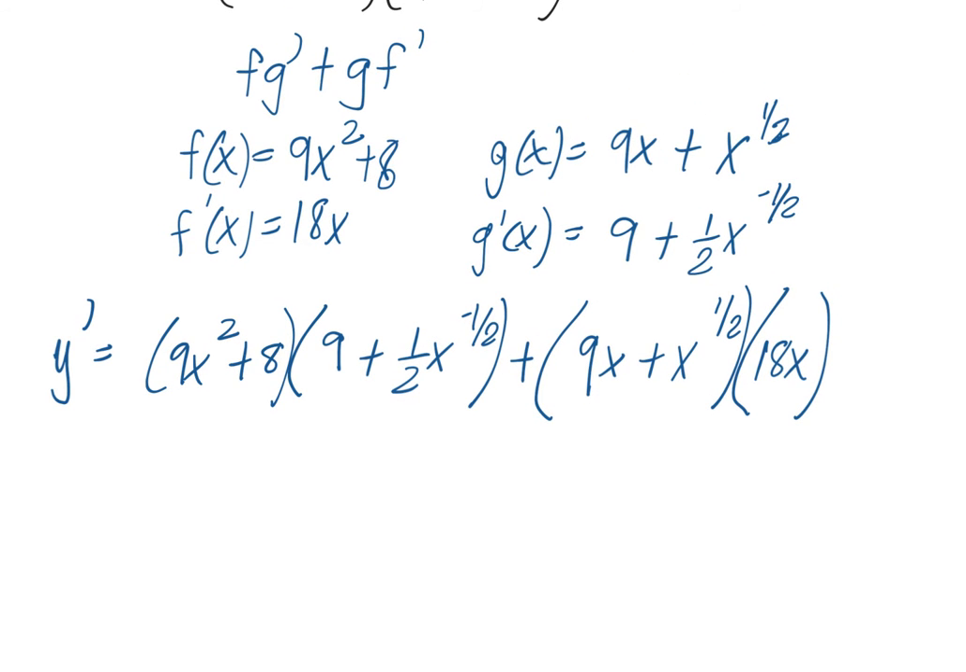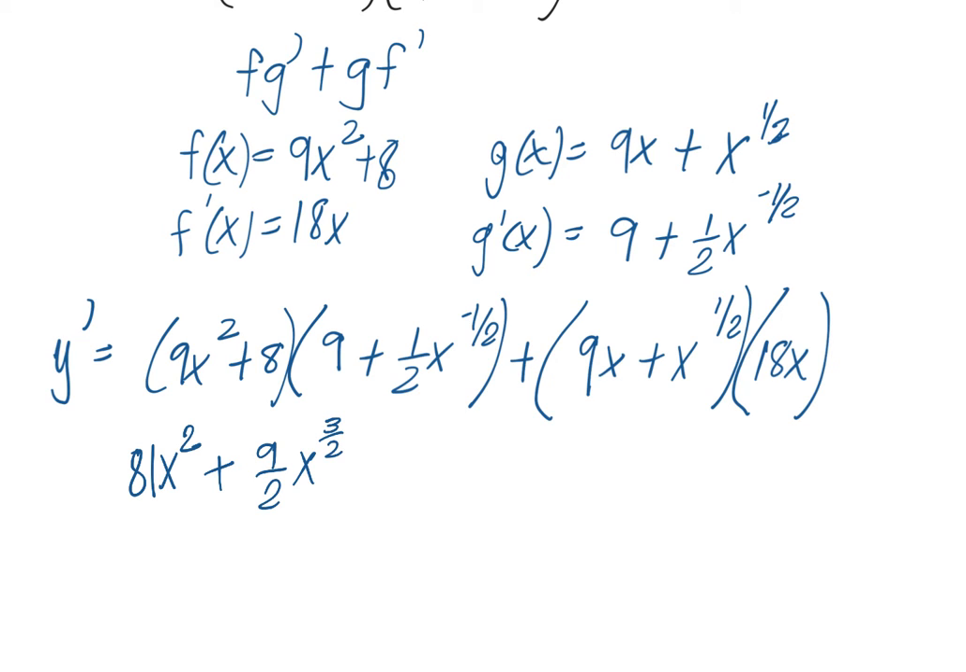So now I need to multiply this out. Right here, all we're going to be doing is distributing an 18x. This is a binomial and a monomial, so just simple distribution. But right here, we have two binomials, so that's going to be that FOIL method. So 9x squared times 9 is 81x squared. 9 times 1/2 is 9/2, and then x squared times x to the negative 1/2. You keep that base of x and you add those exponents. So 2 plus negative 1/2 is 3/2.